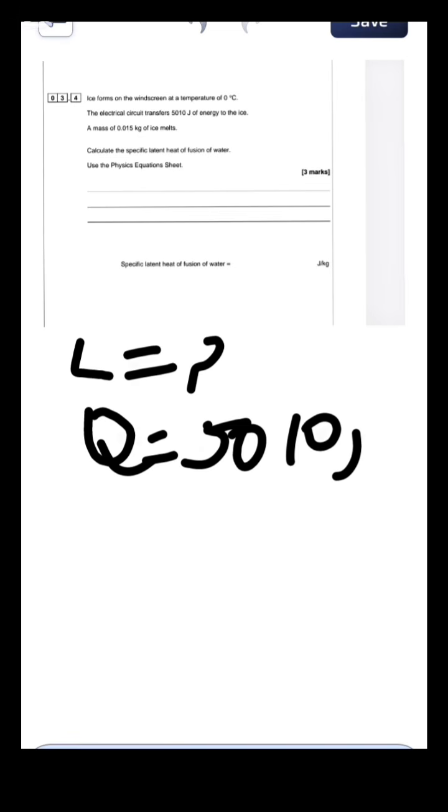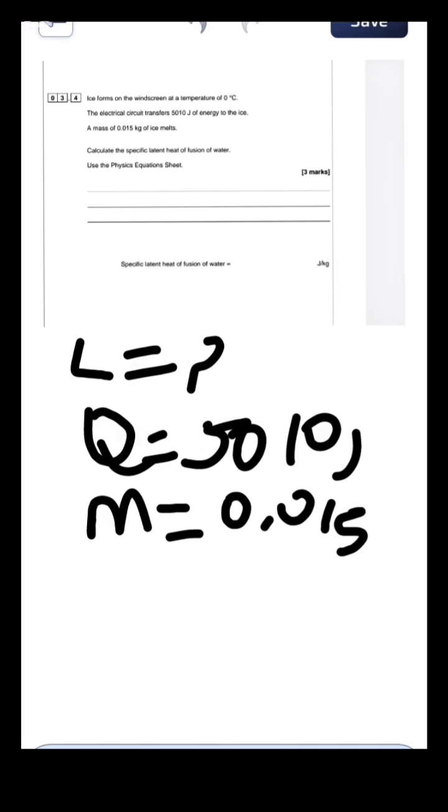Now also we are given our mass. If you observe, the answer will be in joules per kilogram, so we are not converting anything. We'll leave it as kilogram. So always look at the unit. The unit will determine if you are going to convert from one unit to another, but we are not converting. So we are going to leave it as kilogram.